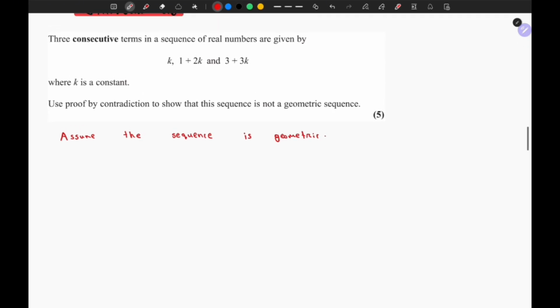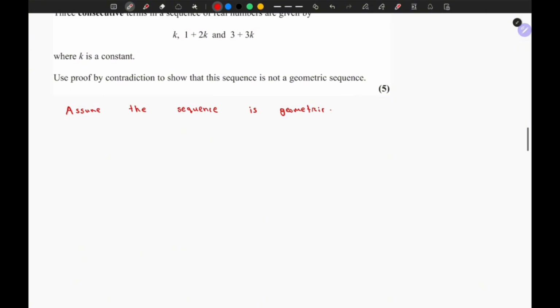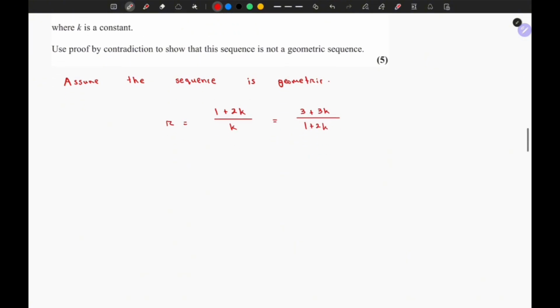Now, since this is a geometric series, we can say that the common ratio is equal to the second term divided by the first term. So it's (1 plus 2k) over k. Or we can also write this as the third term divided by the second term. This will give us the same answer. So it's (3 plus 3k) over (1 plus 2k). Now we can solve this equation.